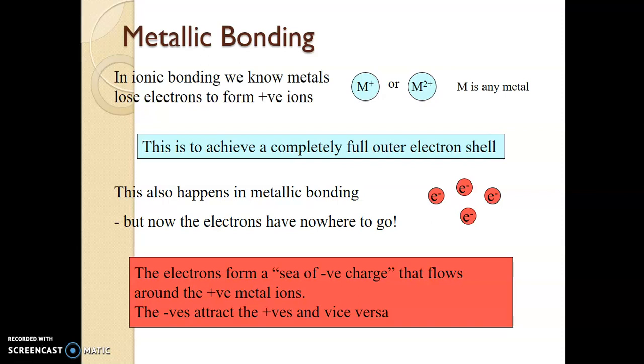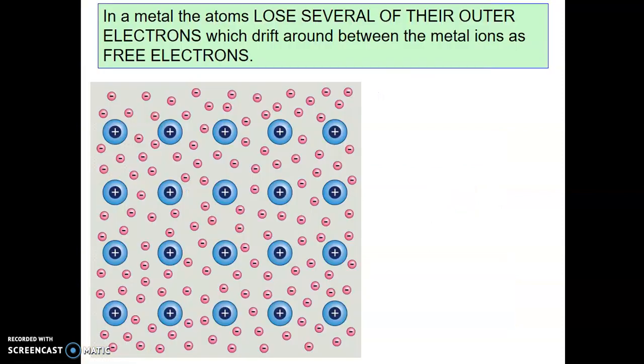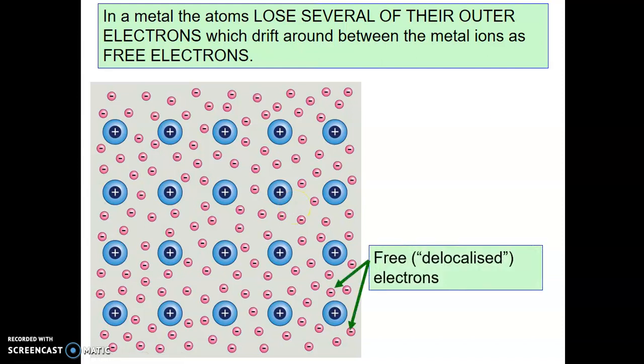Positive attracted to negative is called an electrostatic attraction. So what you have is the positive metal ions, which have lost their outer shell electrons, and the outer shell electrons that they've lost are just flowing and moving through the structure, and the whole structure is held together by the attraction between the negatively charged electrons and the positively charged ions. And these negatively charged electrons are called delocalized electrons or free electrons.